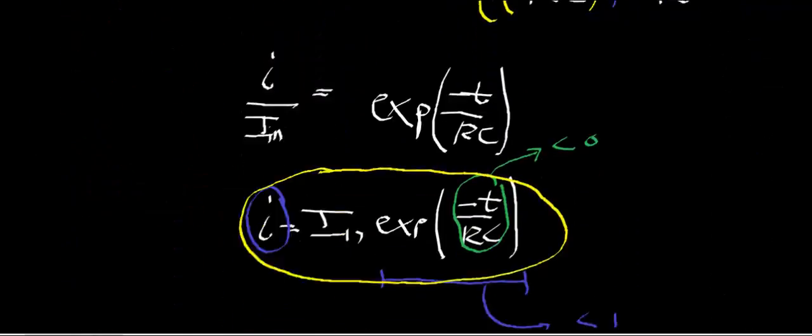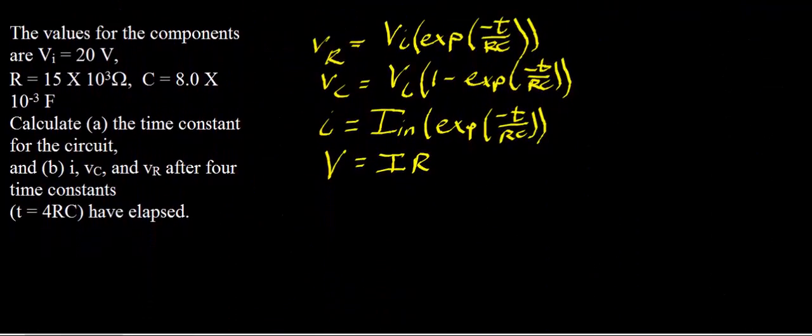Okay, so right here I have a problem, and we're given a resistance for the resistor. It's 15 times 10 to the third ohms. We know the capacitance is 8 times 10 to the negative third farads, which are the units of capacitance. And we know that the input voltage of the battery is 20 volts. There are several things that we have to calculate. Number one, we have to calculate the time constant, and the time constant is basically just the resistance times the capacitance. We also have to calculate instantaneous quantities for current, voltage across the capacitor, and voltage across the resistance.